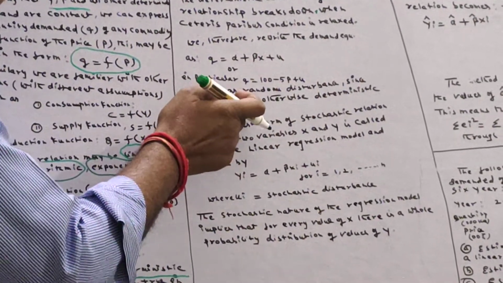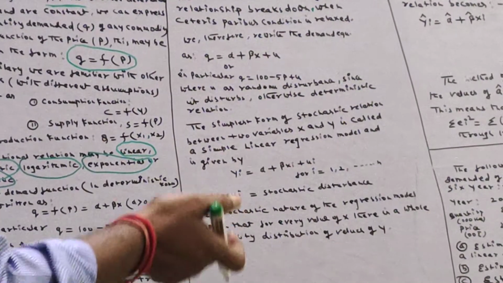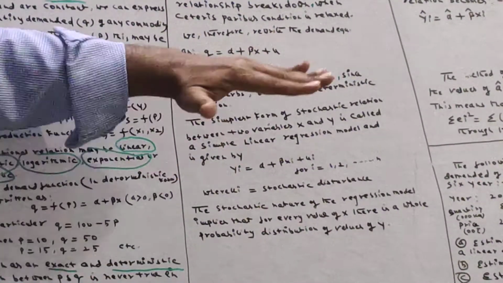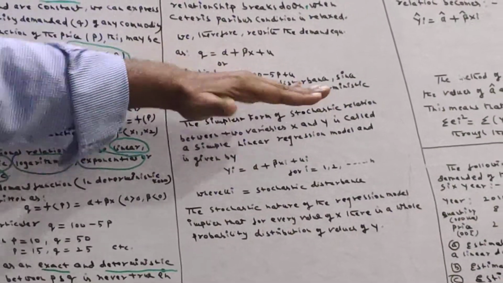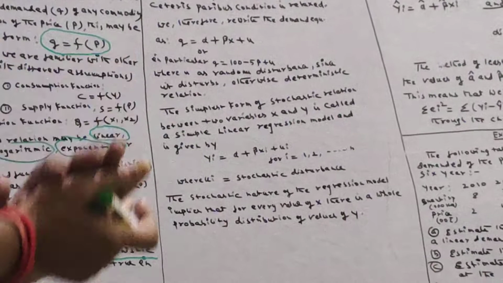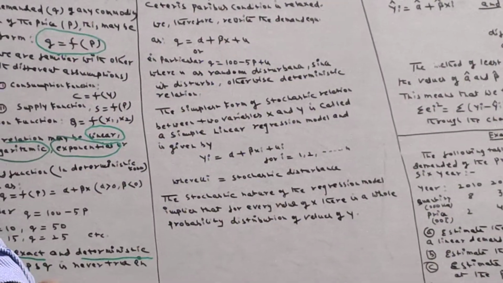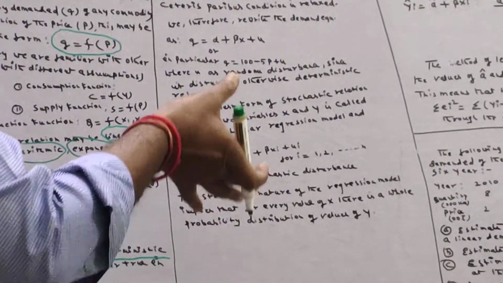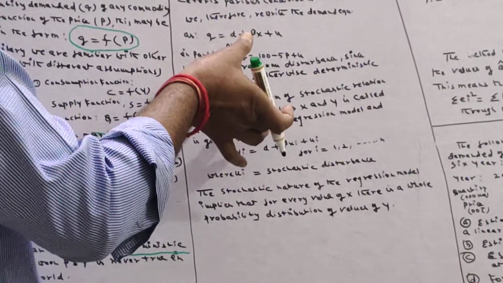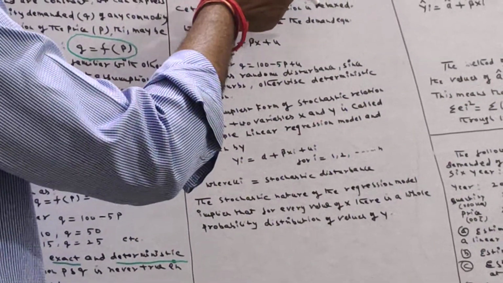since it disturbs the otherwise deterministic relation. Because of u, the deterministic relationship between two variables does not hold, and when we add this u, then we get the function in stochastic form.